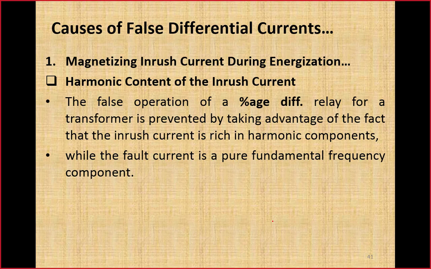But in case of short circuit, fault current will have only the fundamental component. So this is the basic difference: fault current has only a fundamental component, and inrush current is full of harmonics. We can have a mechanism to avoid the tripping of the percentage differential relay based upon the harmonic components present in the differential current.